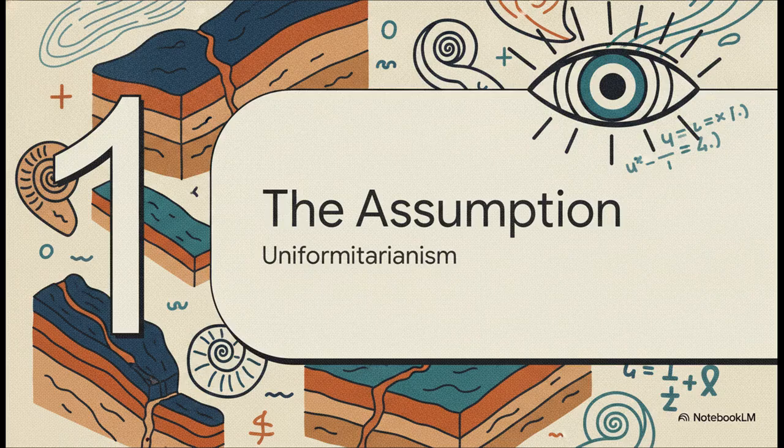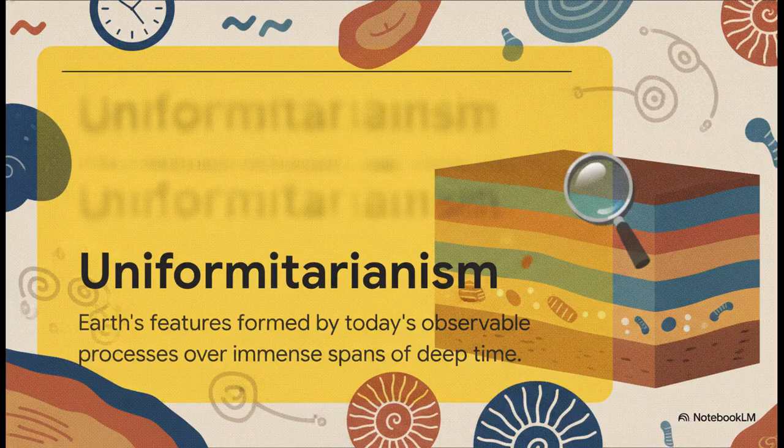Section 1. The uniformitarian assumption. Okay, let's dive into this. To really understand this puzzle, we first have to look at the baseline framework that mainstream science uses to read the Earth's past, and that is uniformitarianism. Basically, it's the assumption that Earth's features are the products of processes operating at the exact same rates we can observe today, acting over immense spans of deep time.